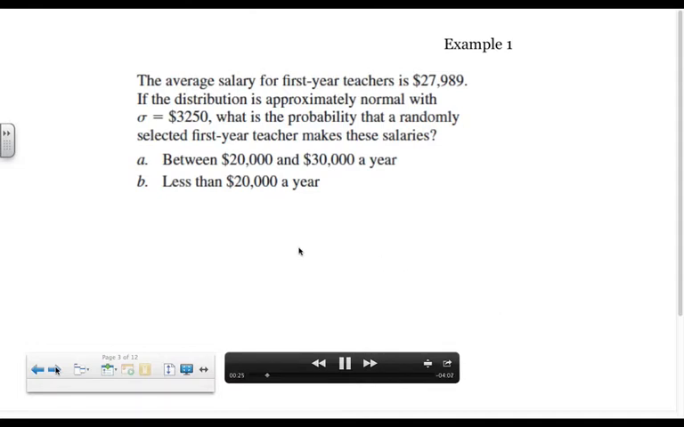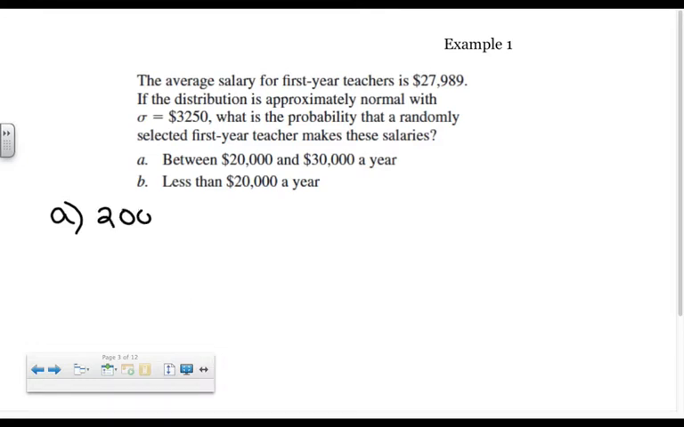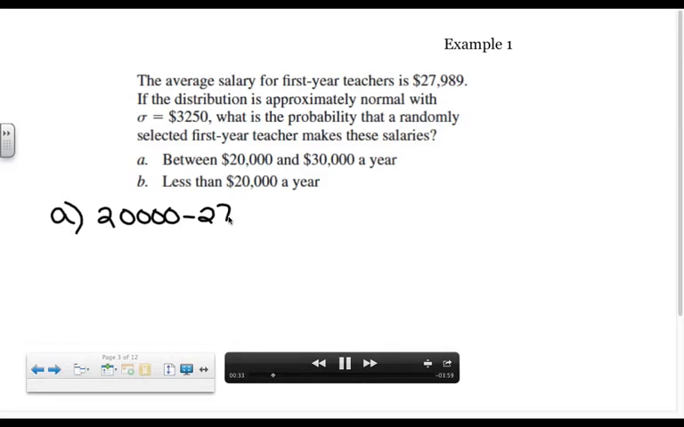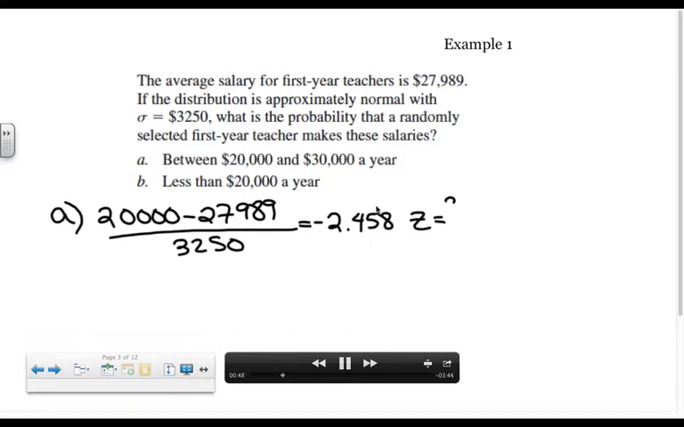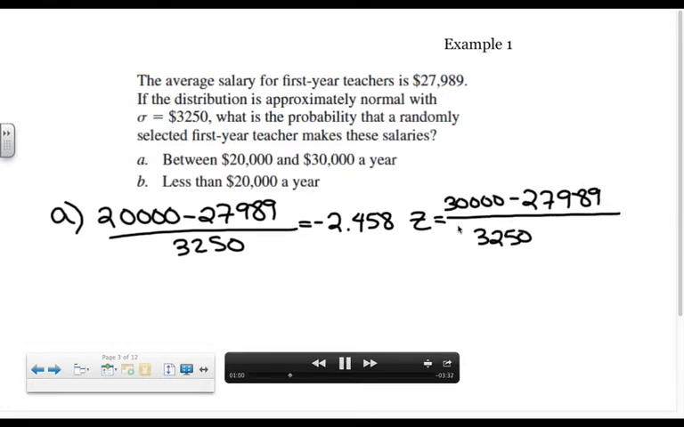We're going to subtract numbers. Okay. So we're going to go 20,000, which is my value here, minus the mean, that's 27,989, divided by the standard deviation, 3250, and we put that in a calculator, and we get negative 2.458. So this is one z-score, and then we do it again with the upper boundary, 30,000 minus 27,989 divided by the standard deviation, which is 3250, and that's going to give me the upper boundary. So we're going to put these in a picture in just a moment. So 0.61. So these are my z-scores.